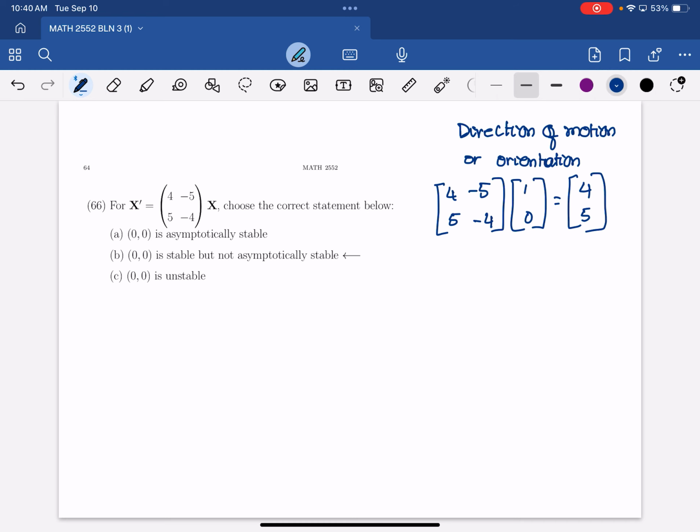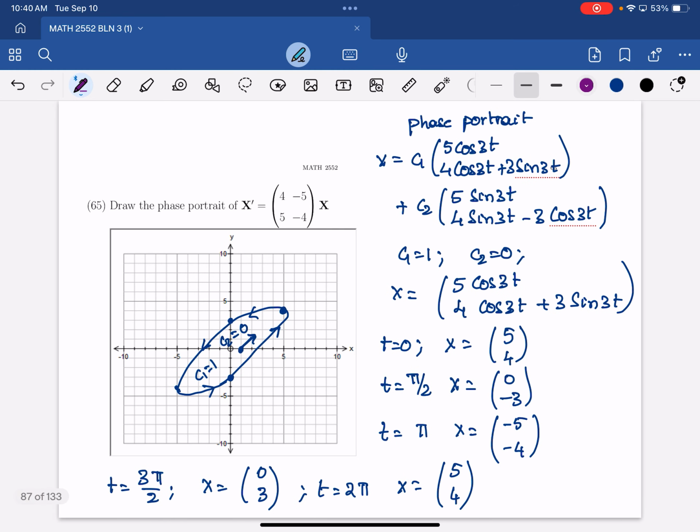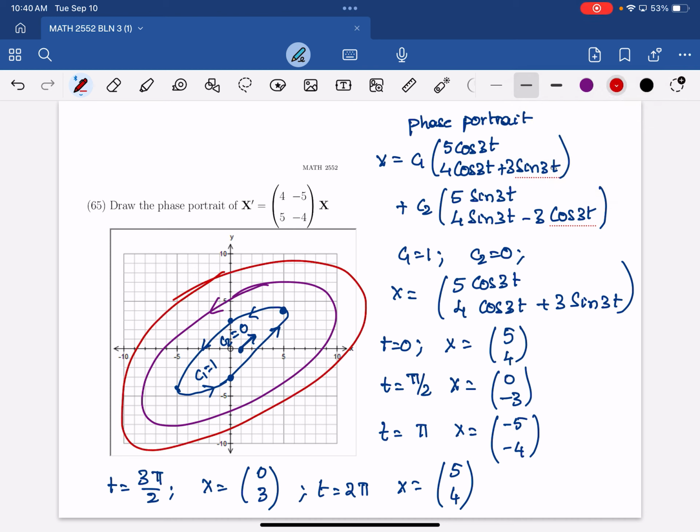So now, for a different value of C1 and C2, I'm going to get a bigger ellipse like this. I can pick a different ellipse again. Then for a different value of C1 and C2, I get a bigger ellipse like that, and so on and so forth. Those are my trajectories. Does that make sense? Is that clear?